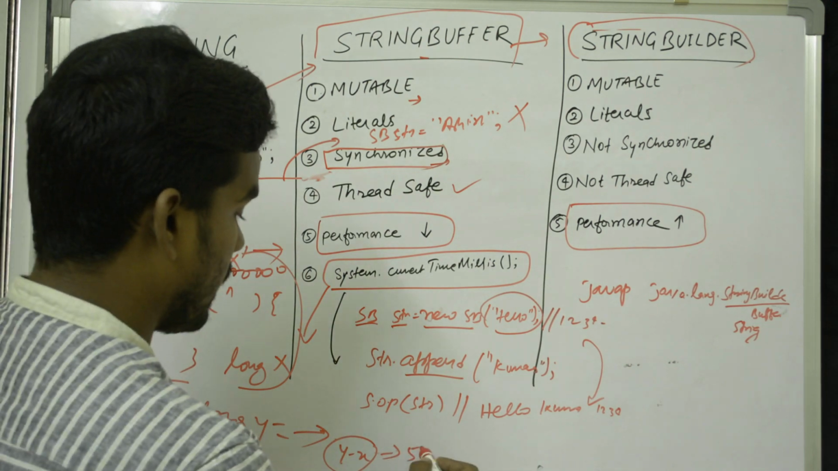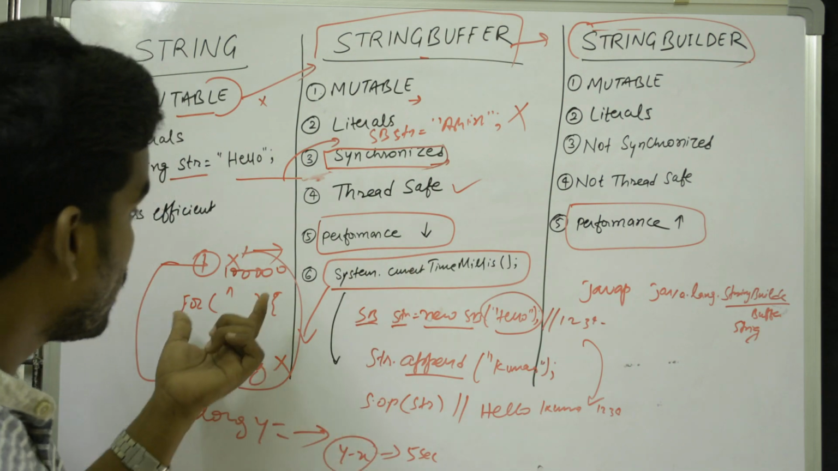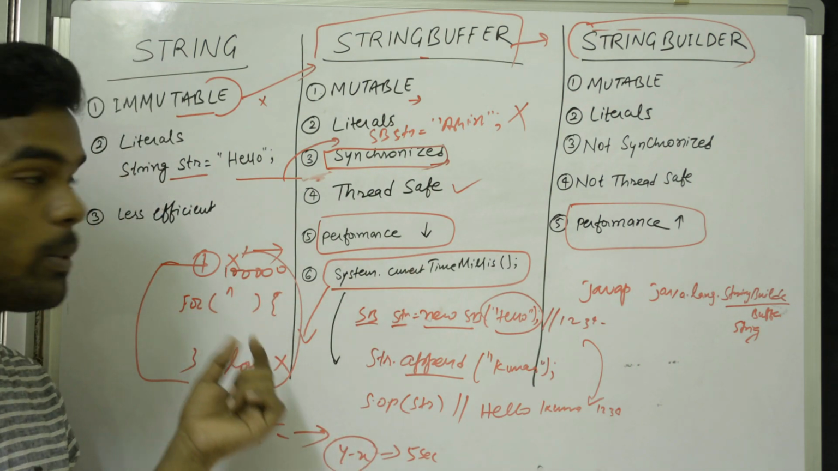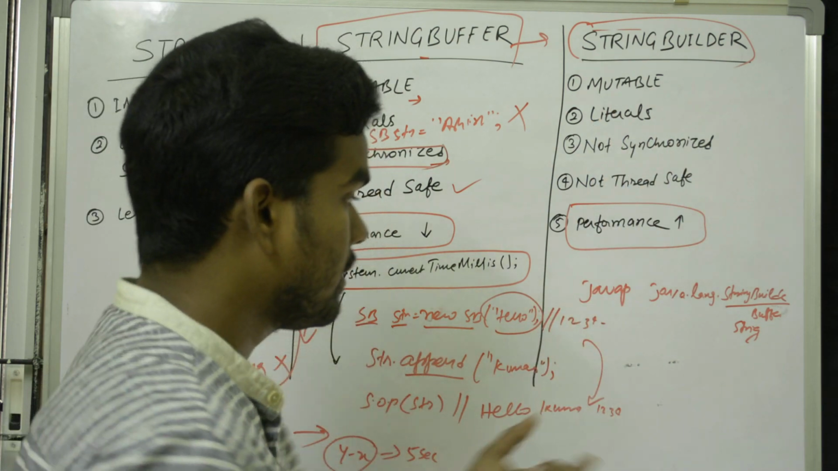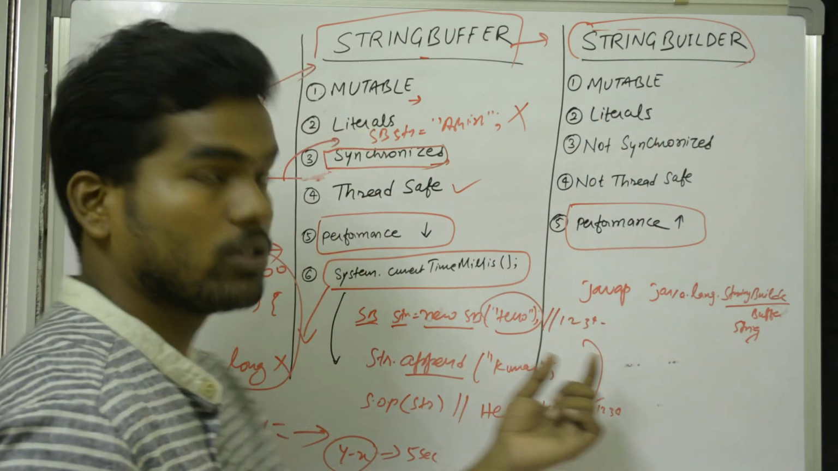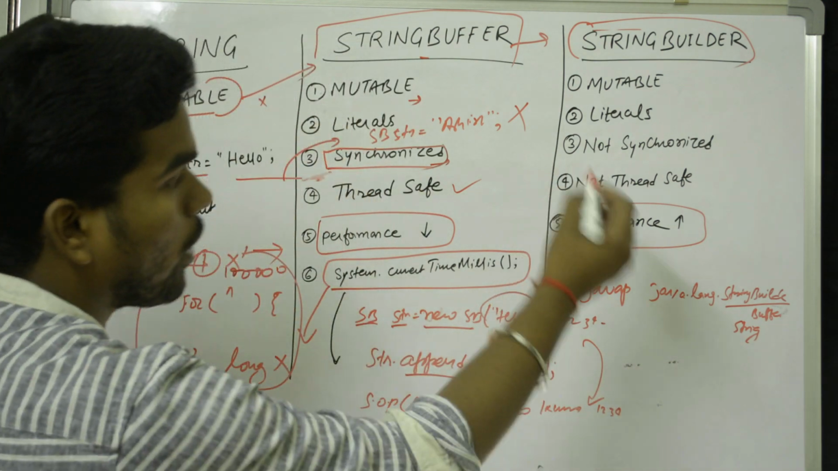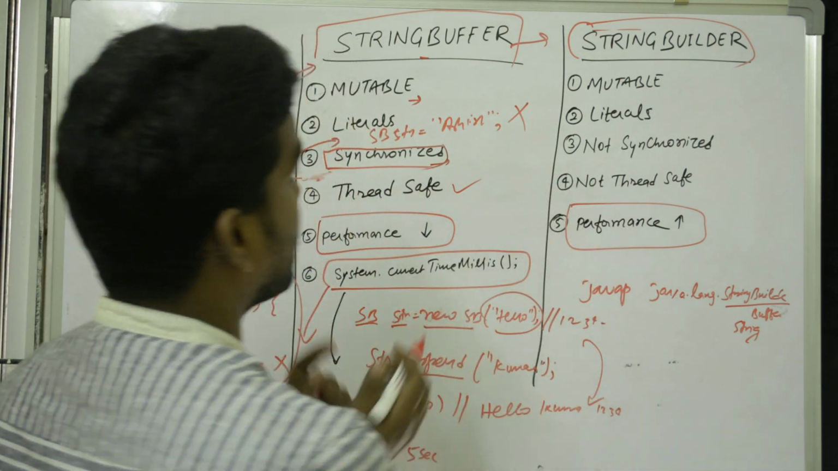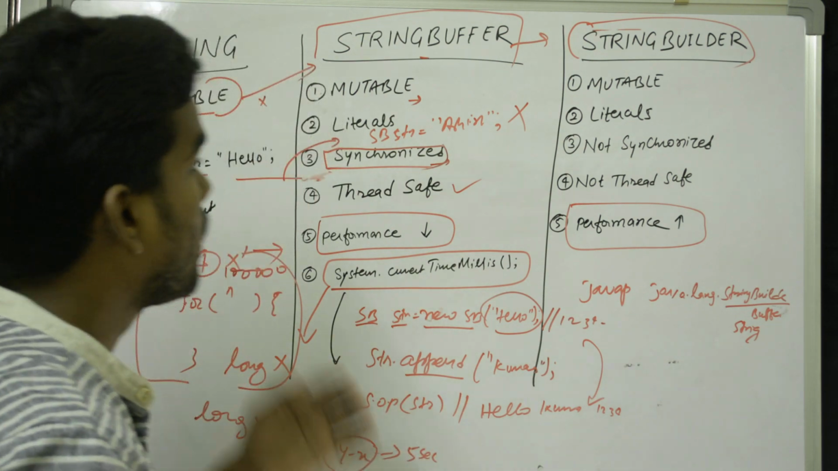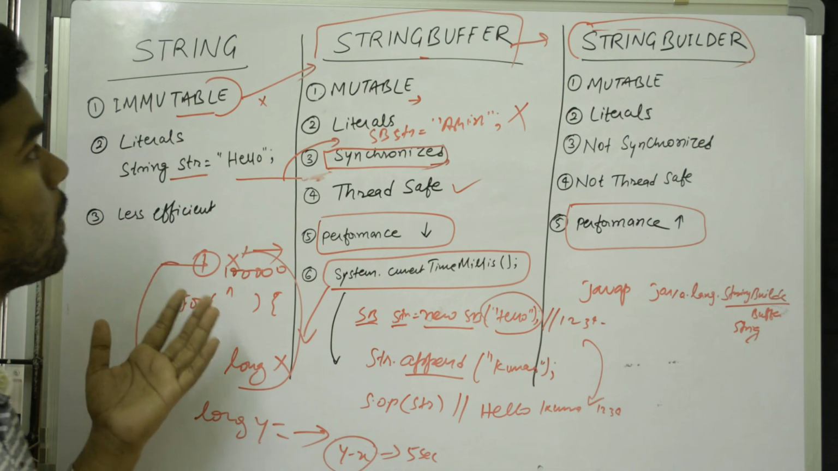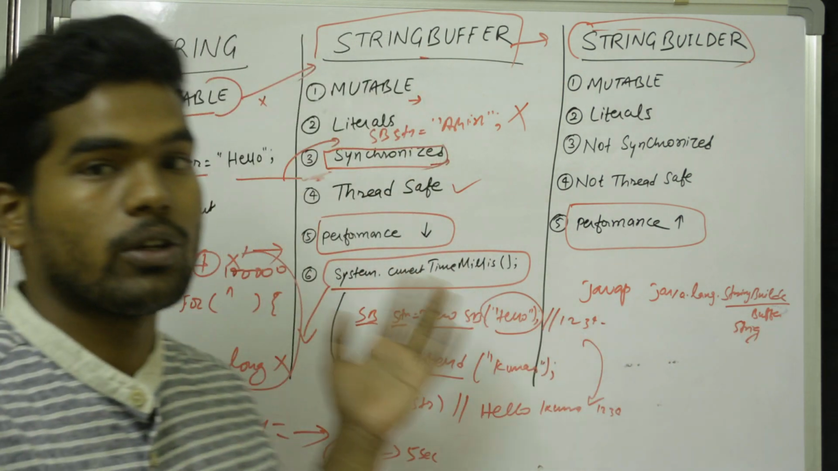Suppose 5 seconds. If a string buffer is taking 5 seconds for 10,000 loop iterations, a string builder will surely take less time than 5 seconds. It must also take some time because execution takes time, but it will always take less time than a string buffer because of the synchronization concept. So we learned here about the difference between string buffer and string builder, and why Java has given all these three classes.